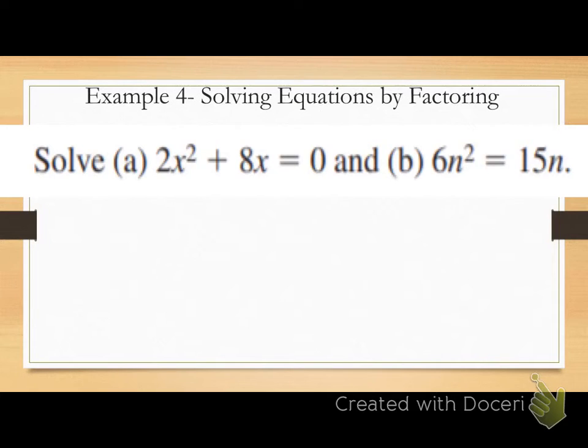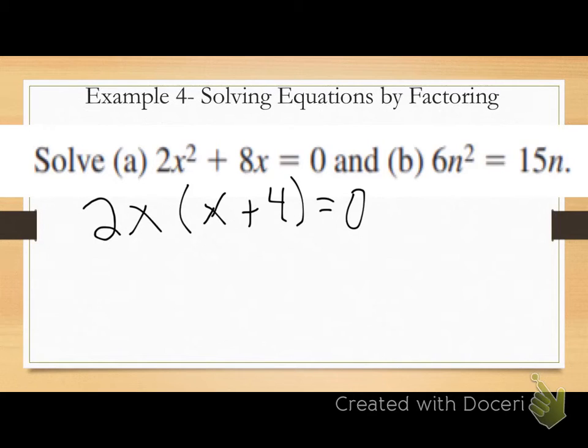So, what's the biggest number that goes into 2 and 8 besides 1? 2, so I can factor out a 2. How many x's do we have in common? 1, so I'm factoring out an x. Everyone with me? 2x times what gives me 2x squared? x. 2x times what gives me 8x? 4.